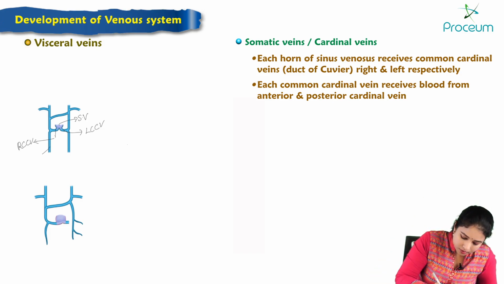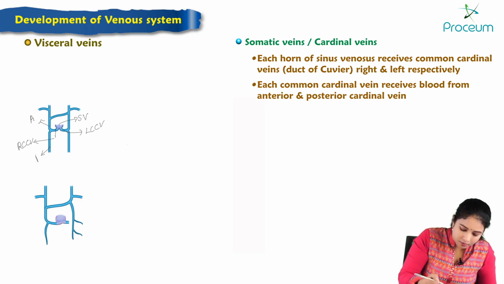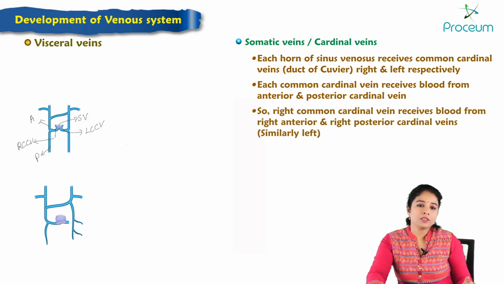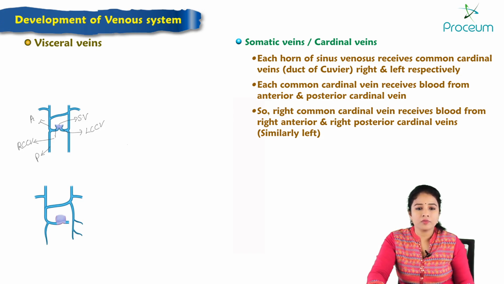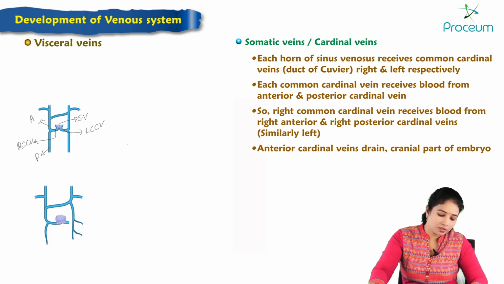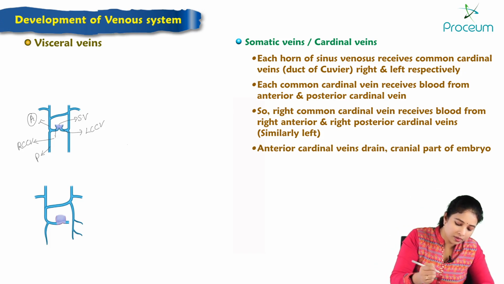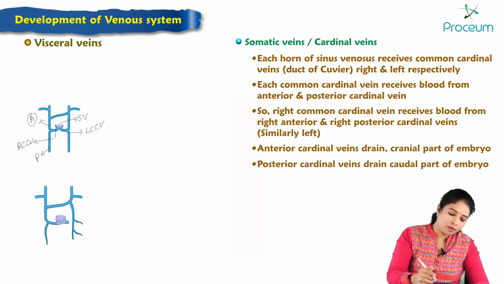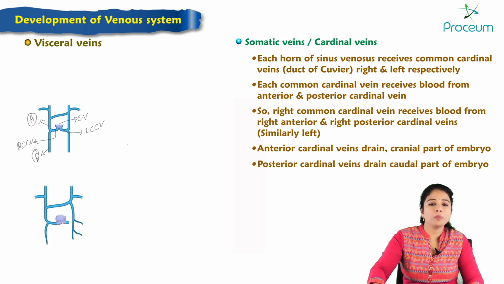So, this is the anterior and posterior cardinal veins. So, the right common cardinal vein receives the blood from the right anterior and right posterior, similarly on the left side. And anterior cardinal veins drain the cranial part. So, if you see the anterior cardinal veins, it drains the cranial part of the embryo, and posterior cardinal veins drain the caudal part of the embryo.